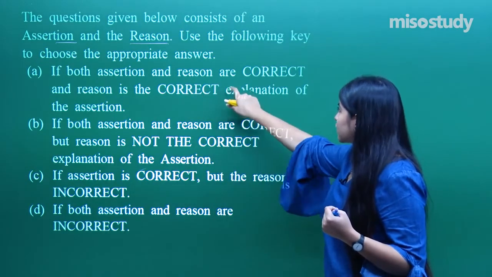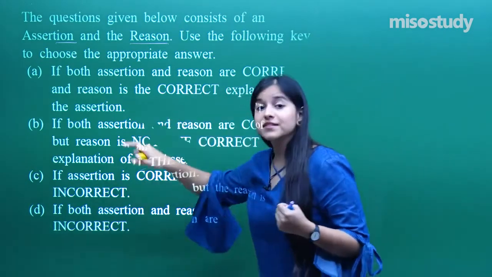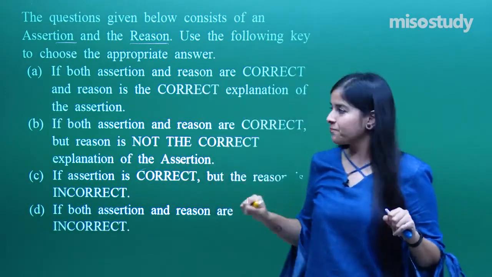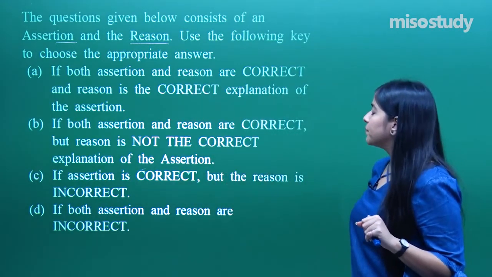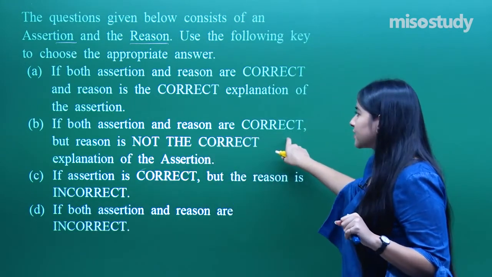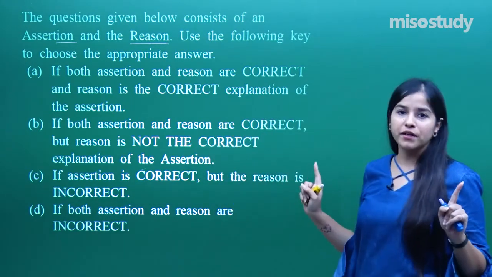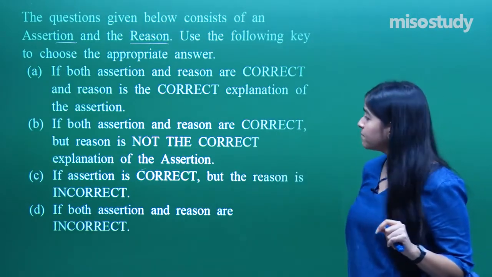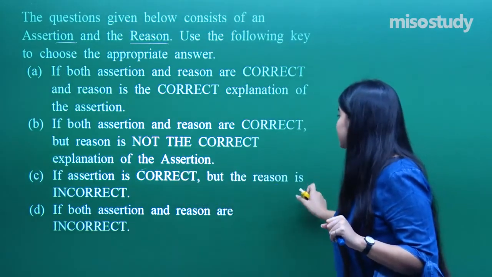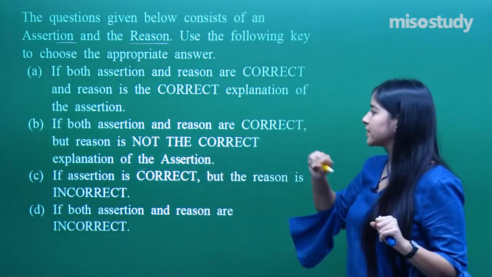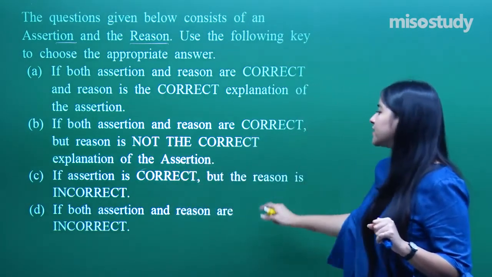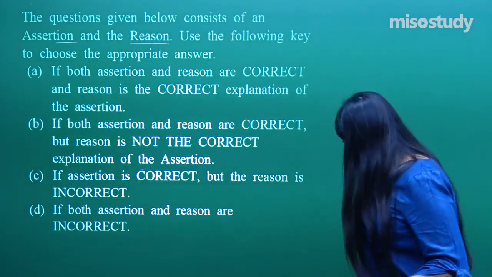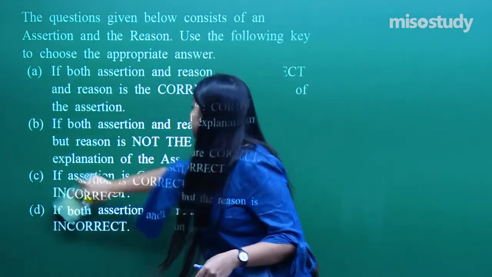If both assertion and reason are correct, and the reason is the correct explanation, you are lucky enough to mark A as the option. If we come to B, if both assertion and reason are correct, but the reason is not the correct explanation of the assertion, in that case you will have to mark B. If the assertion is correct, but the reason is incorrect, mark it as C. If both assertion and reason are incorrect, then mark D, right? Okay, so what kind of question do we have in this? Let's have an idea.